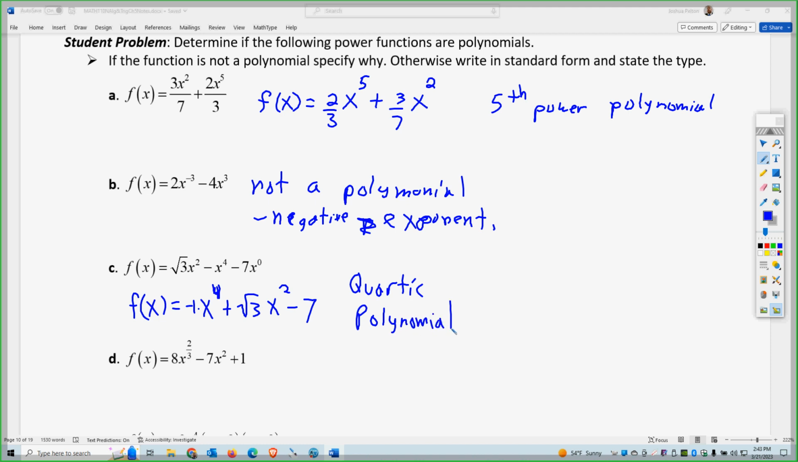Okay. And the last one is not a polynomial, right? A fractional exponent is not good. It's a power function with a fractional exponent, but it's not a polynomial specifically. Okay, that is the end of part 1.